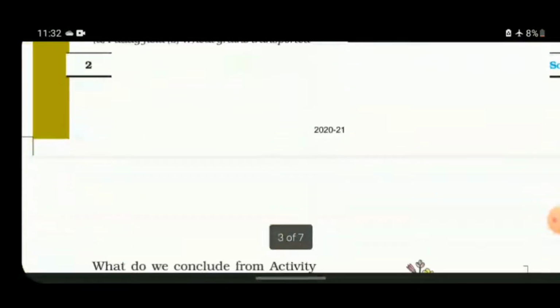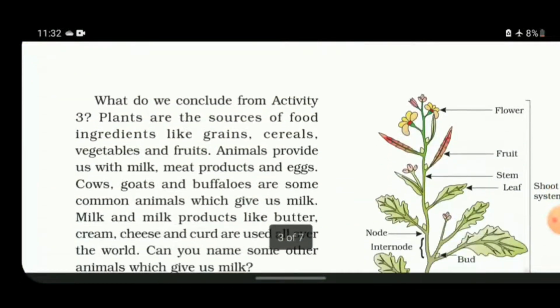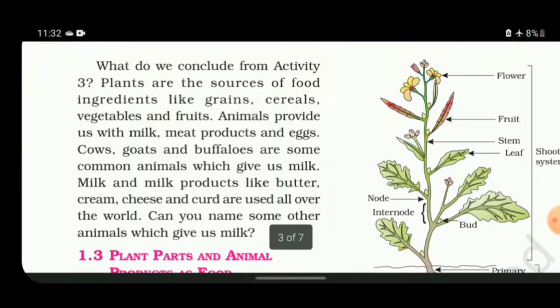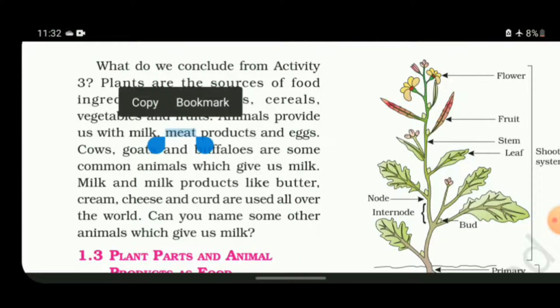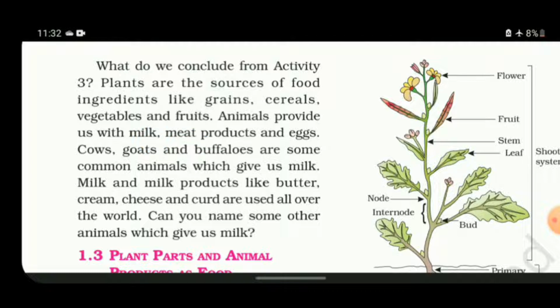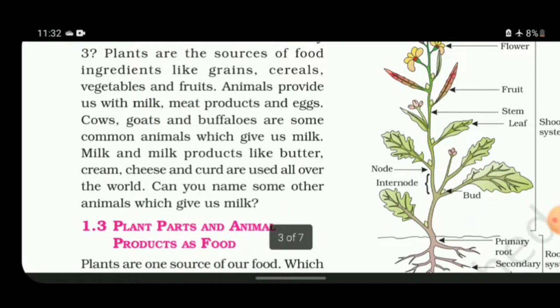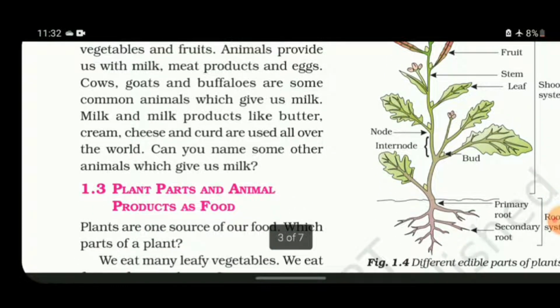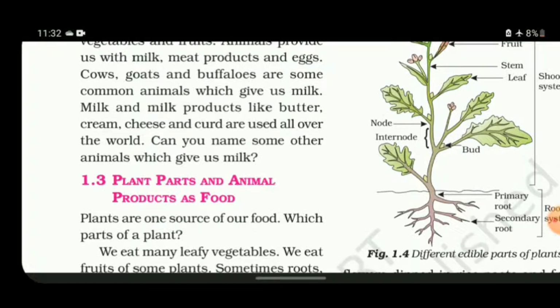What do we conclude from Activity 3? Plants are the sources of food: ingredients like grains, cereals, vegetables and fruits. Animals provide us with milk, meat products and eggs. Cows, goats, and buffaloes are some common animals which give us milk. Milk and milk products like butter, cream, cheese and curd are used all over the world. Can you name some other animals which give us milk?